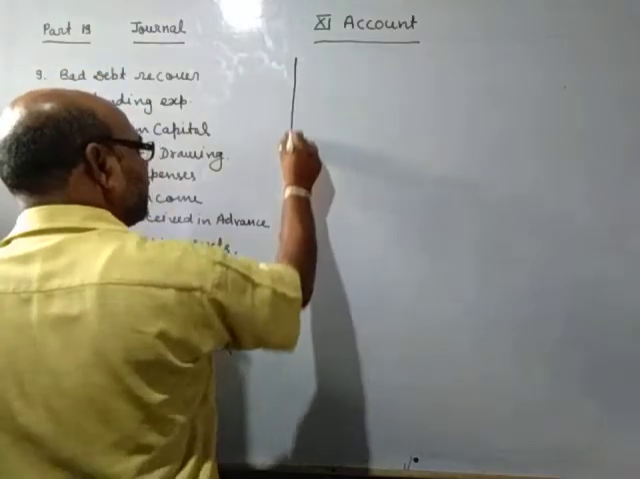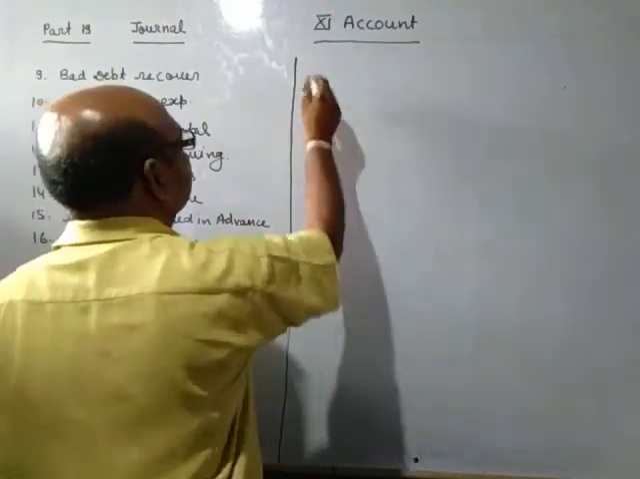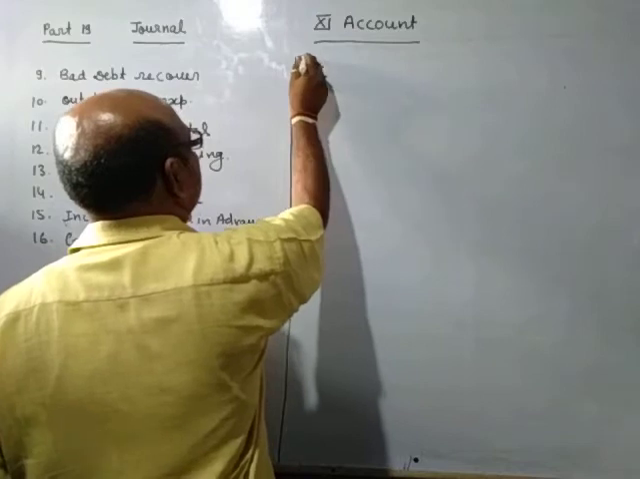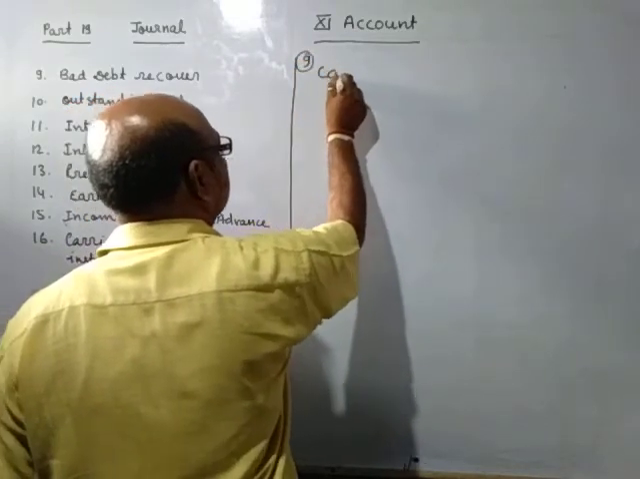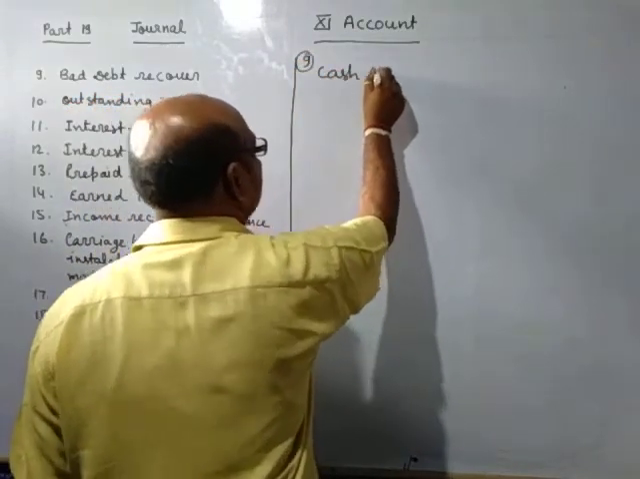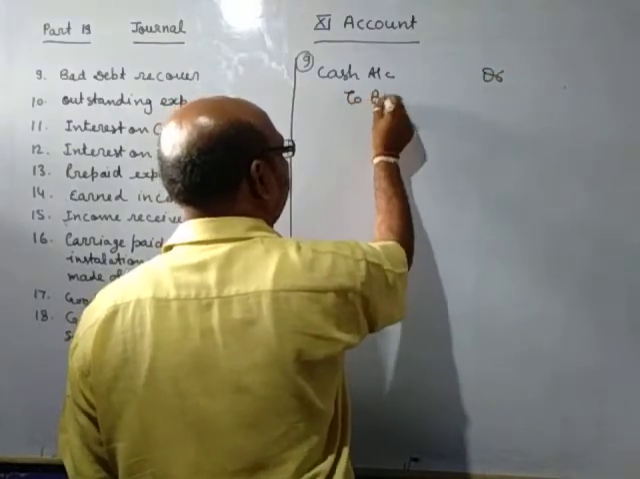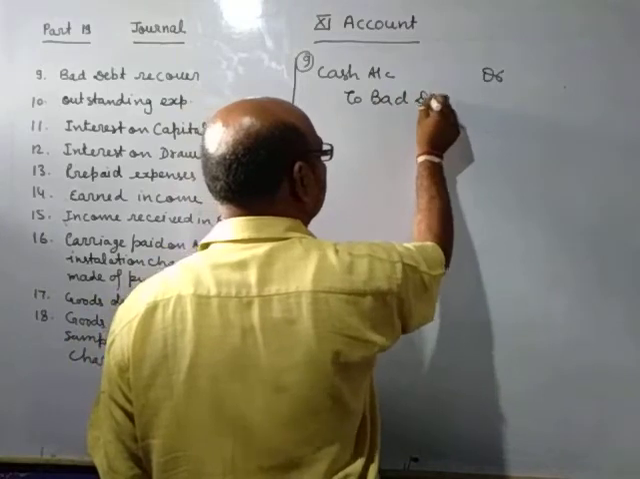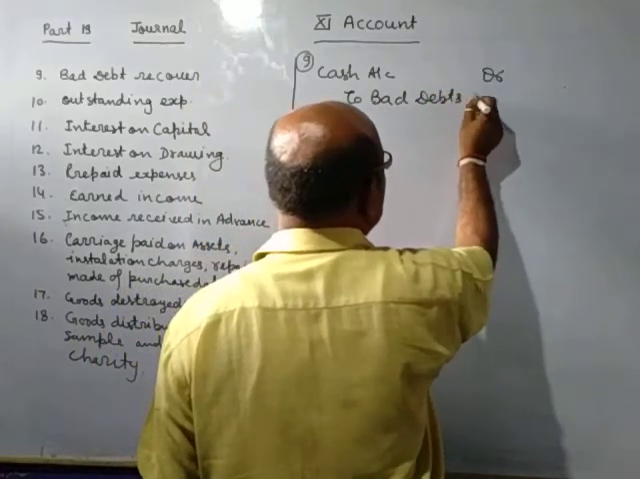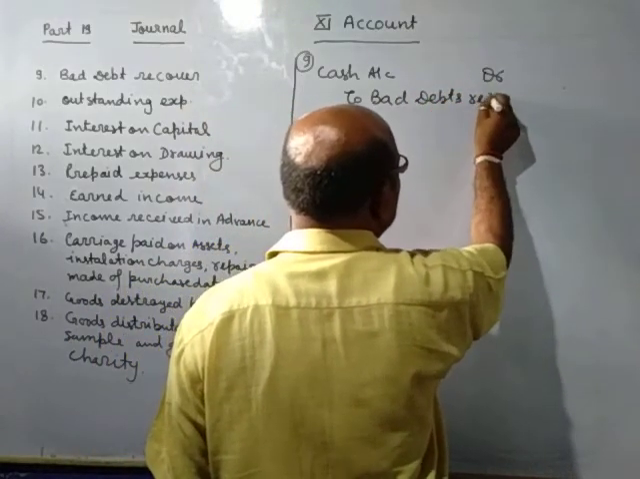So cash will be debit. Cash account debit to bad debts recovered account.